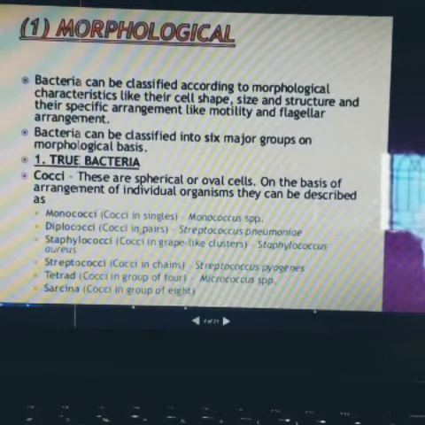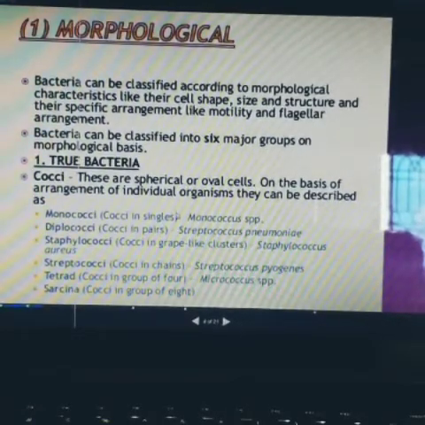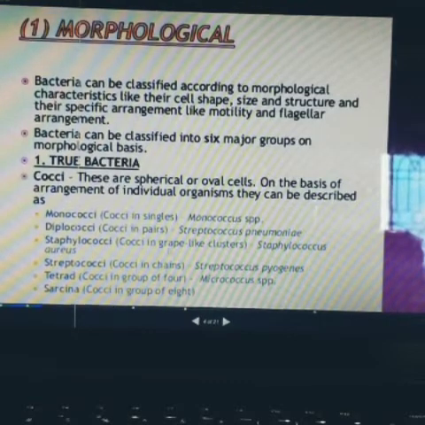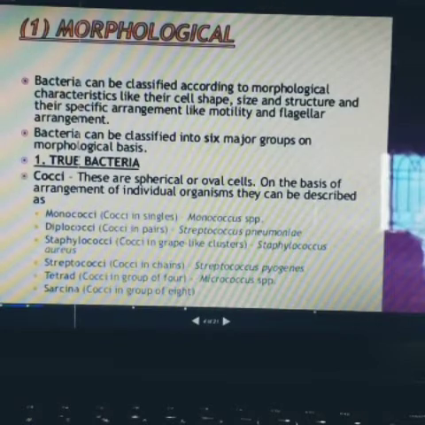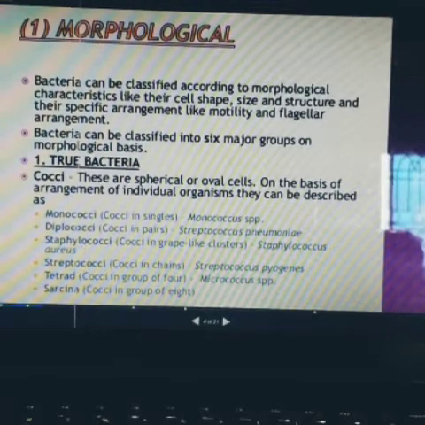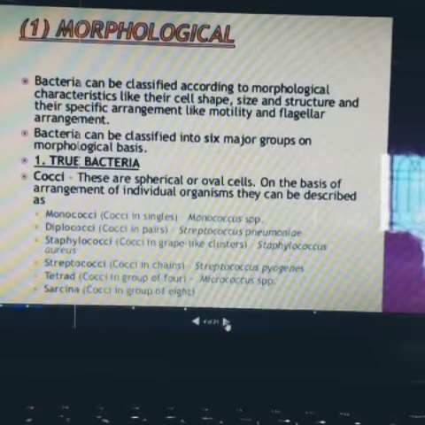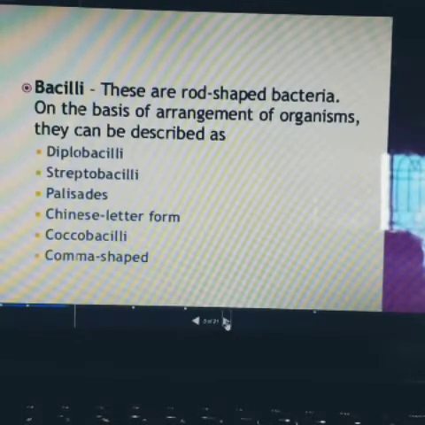First is the Monococcus bacteria. The Monococcus bacteria has a single spherical structure, so we can easily observe it. Next is the Diplococcus bacteria, for example Streptococcus pneumoniae. The Diplococcus has pairs of individuals, and then there are Streptococcus and Tetracoccus and such. We are observing these bacteria, and another one is the Bacillus bacteria.